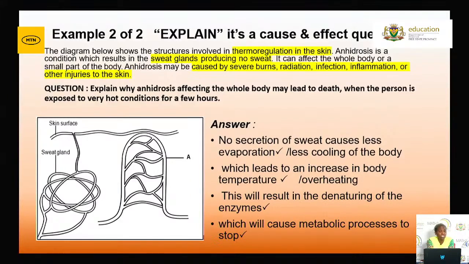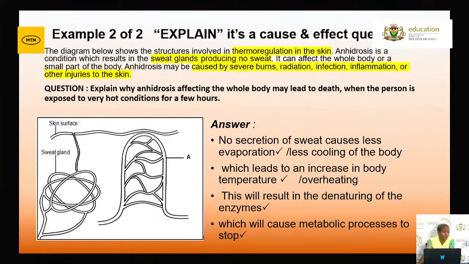And then we have a condition here. It is called anhydrosis. Anhydrosis is a condition or a disease which results in the sweat glands producing no sweat. With this condition, it can affect the whole body or a small part of the body. Anhydrosis may be caused by severe burns, radiation, infection, inflammation, or other injuries. Now we move to our question.